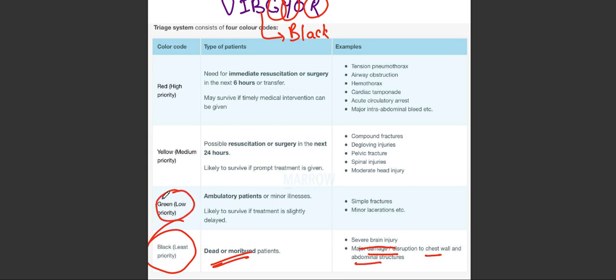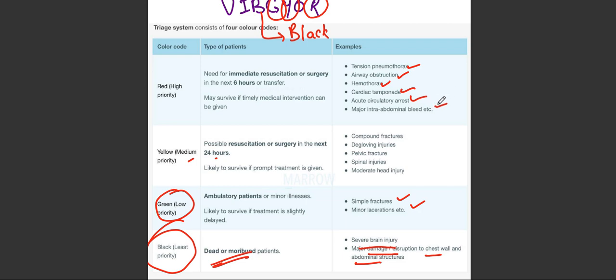Then green is given the lowest priority, which only needs dressing, for example a simple fracture or minor laceration. Then yellow color is for patients who may need resuscitation or surgery in the next 24 hours. And the red color is given the highest priority, because if we invest time in this patient, they can be saved easily. It includes tension pneumothorax, airway obstruction, hemothorax, cardiac tamponade, acute circulatory arrest, and major intra-abdominal bleed.